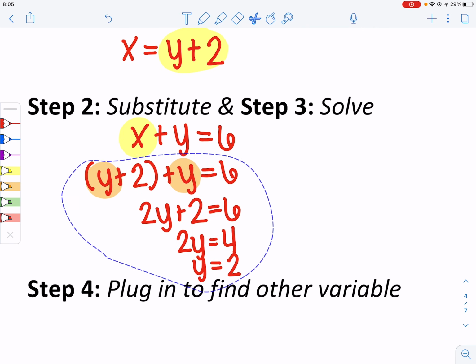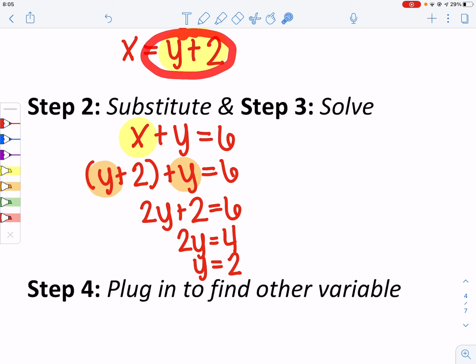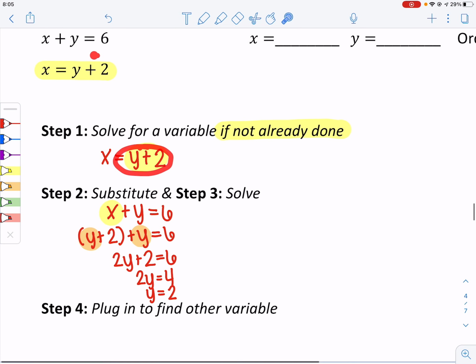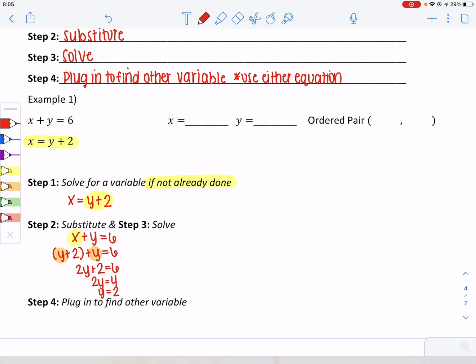Okay, so what we did is we plugged in place of x in our first equation. We plugged in y plus 2 because our second equation was already solved for x for us. We put it right here. Combine your like terms, simplify it, and solve. We end up with y equals 2. So I know that my y coordinate is 2.